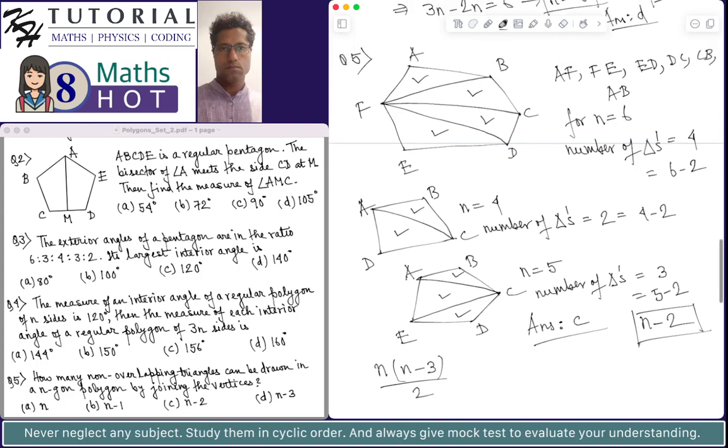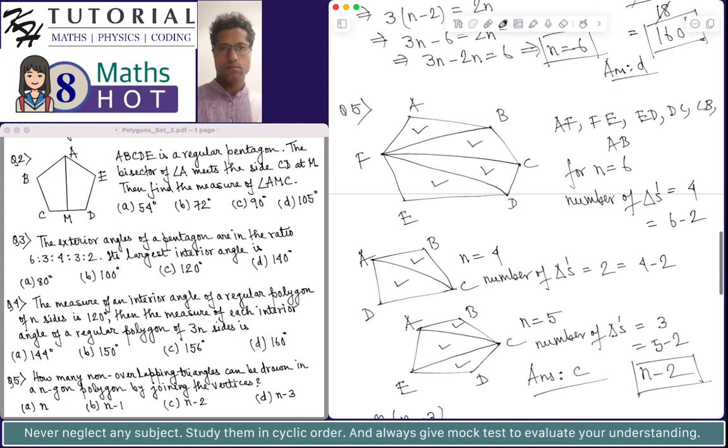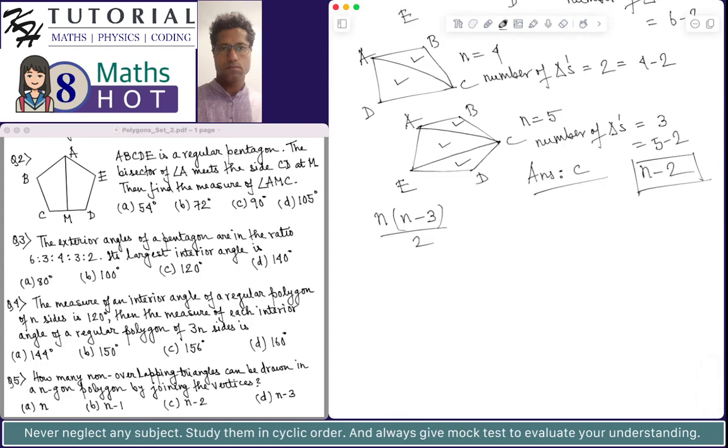So we checked for n equals to 4, 5, 6. It is coming true that the number of non-overlapping triangles will be the number of sides minus 2. Let's quickly check one more result. Let's check for a heptagon, that is a polygon of 7 sides. Let's say 1, 2, 3, 4, 5, 6 and 7. So let's say the heptagon be A, B, C, D, E, F, G. So this is the heptagon. We are having n is equal to 7.